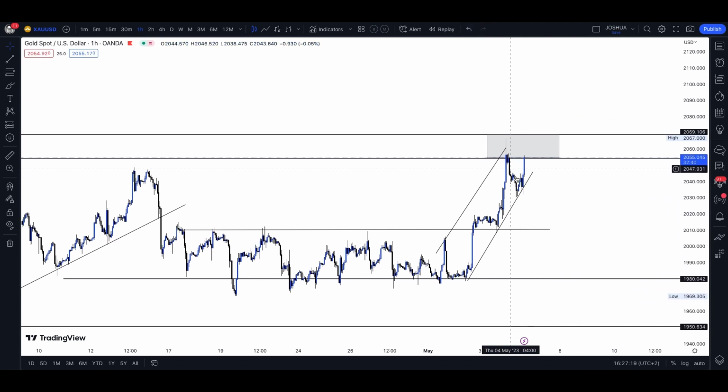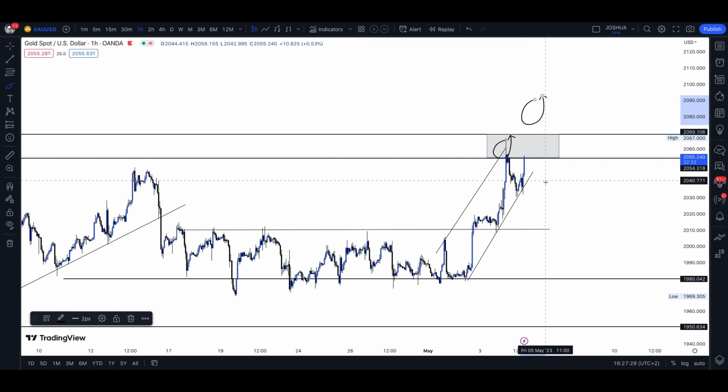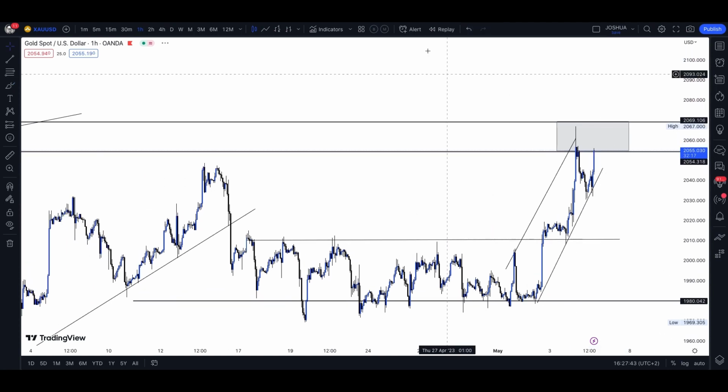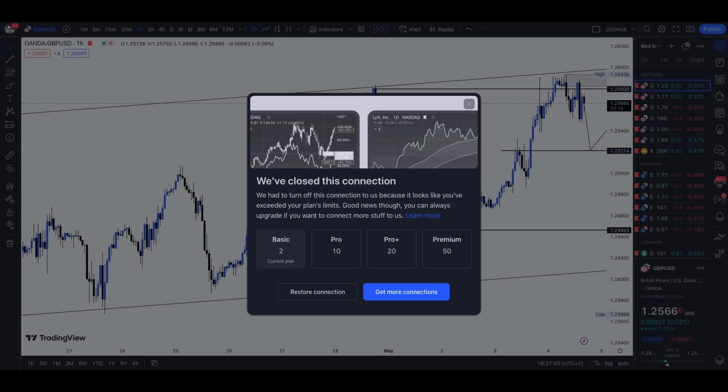Gold is still in a bullish market structure, pushing to the upside, so we have to expect the market to create a new high above this high, which is that point, for it to come back and create a new higher low, for another impulsive move in the market. So this is what I'm seeing on gold, guys. Let us look at GBP USD.